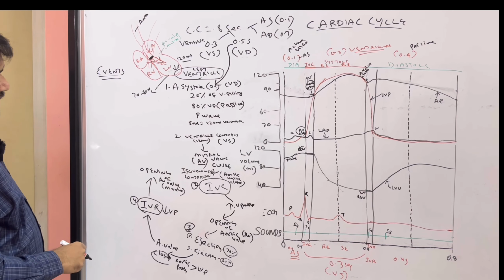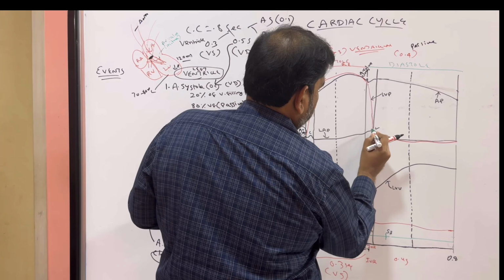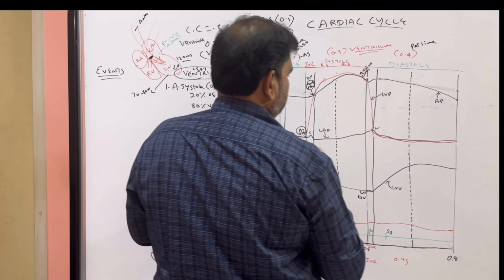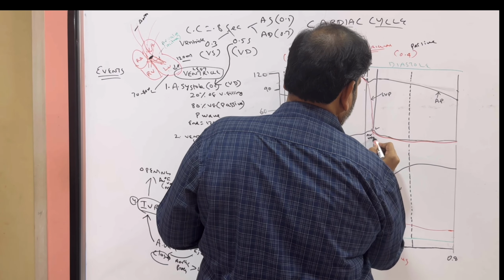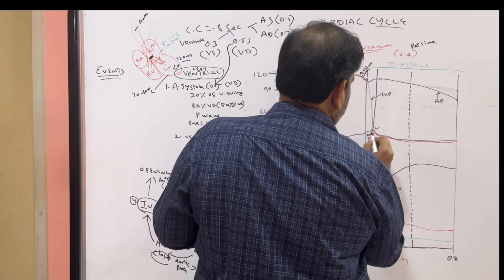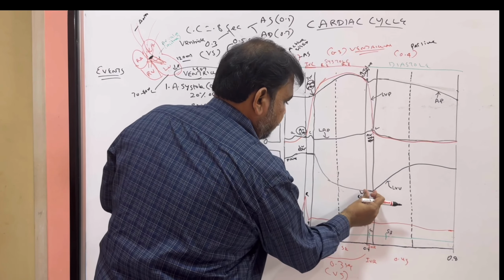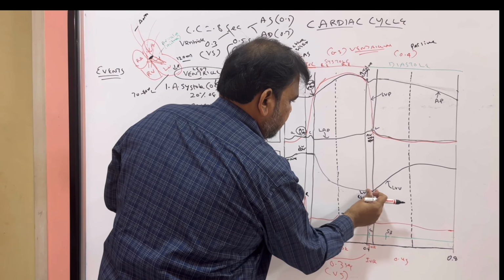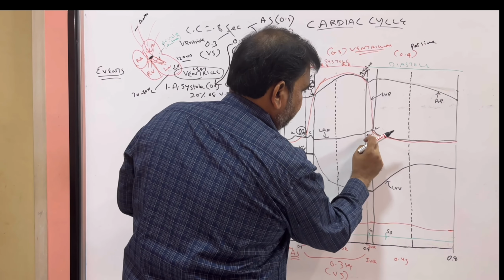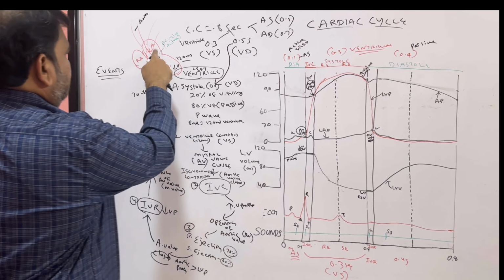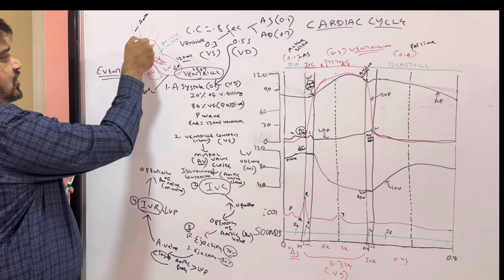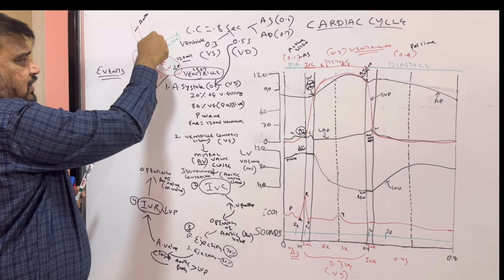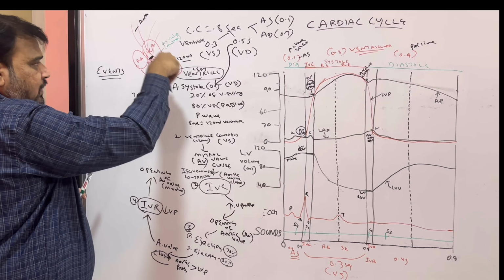So opening of AV valve occurs. So I have to mark. So what happens? AV valve opens. So AV valve opens at the end of isovolumetric relaxation phase. See here, AV valve is opening. I have already marked. Now what happens? Pressure in the atria is more. That's why that pressure is opening the AV valve. What will happen? Yes, filling.